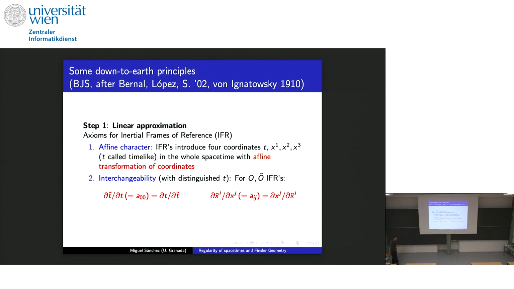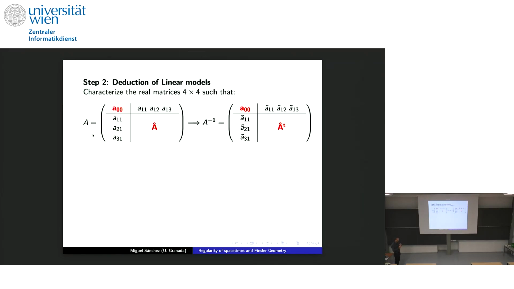and the change of coordinates between two of them is affine. And second, interchangeability. That is, if we consider two inertial frames of reference, the time coordinate for one of them varies with the time coordinate of the other as the time coordinate of the second varies with respect to the time coordinate of the first one. And analogously with the other space-like coordinates. Admitting these two axioms, the second step is to deduce all the linear models which are compatible with these axioms. And these linear models are characterized by essentially the transition matrix between the two affine reference frames.